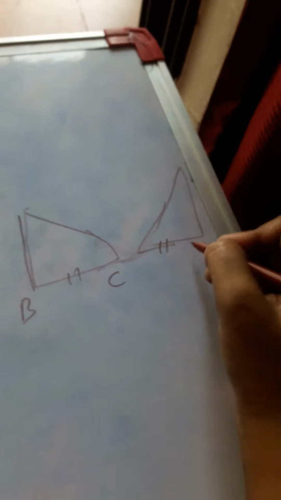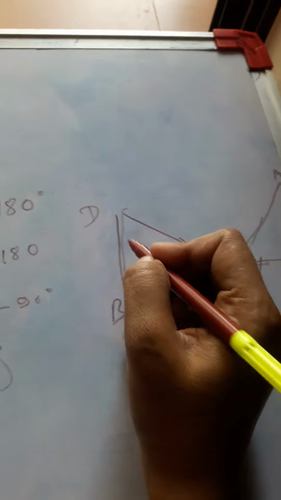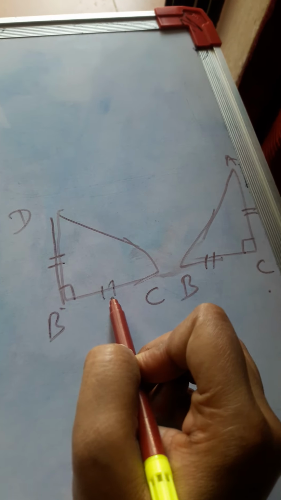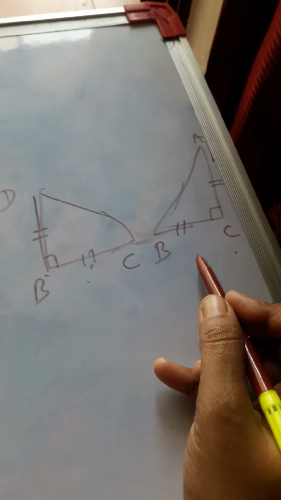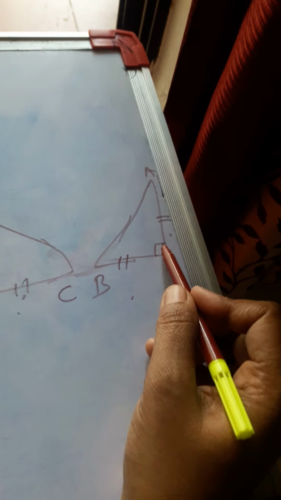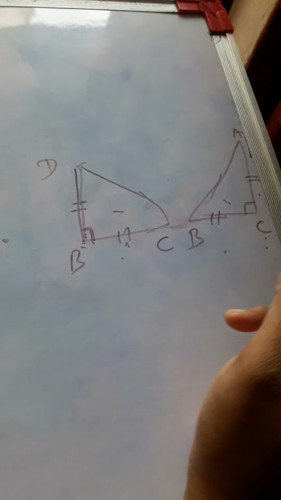In this, BC and BC, in DBC and ACB, are the common side. Already we proved here angle B is 90 degrees, and already given angle C is 90 degrees, each of 90 degrees. And by CPCT, from the first proof, we proved BD is equal to AC. So by the SAS congruence criteria, with BC and BC common, BD and AC equal, and angle B and angle C each 90 degrees, these two triangles are congruent.